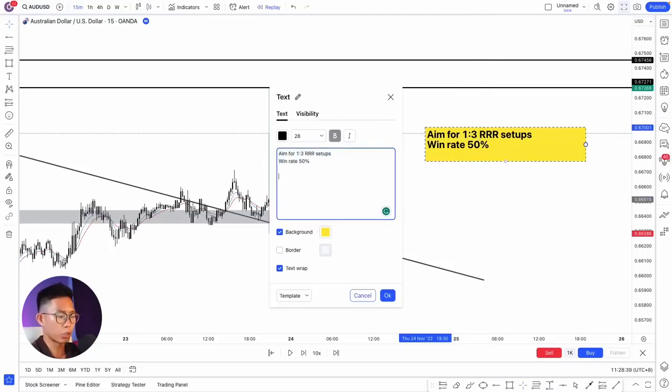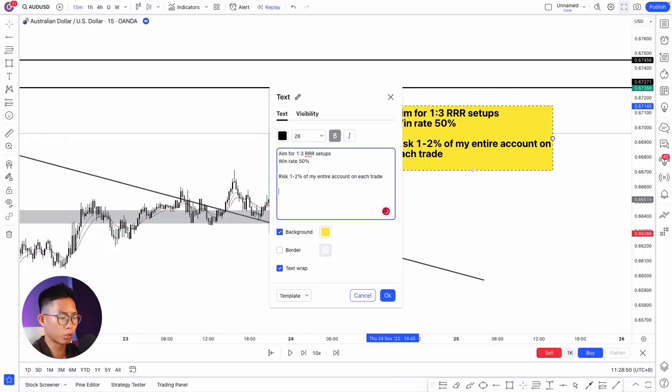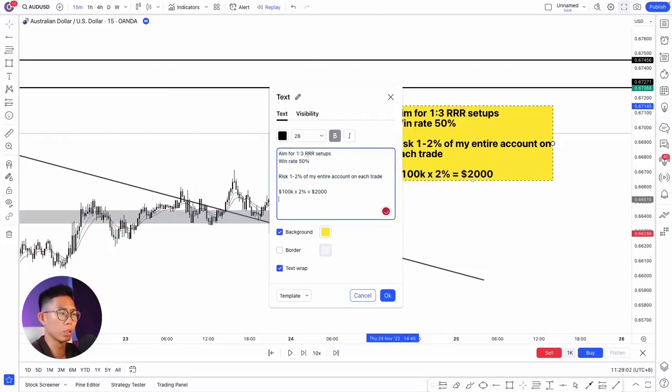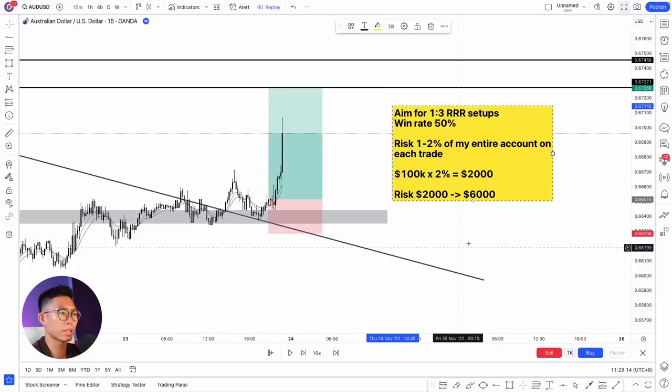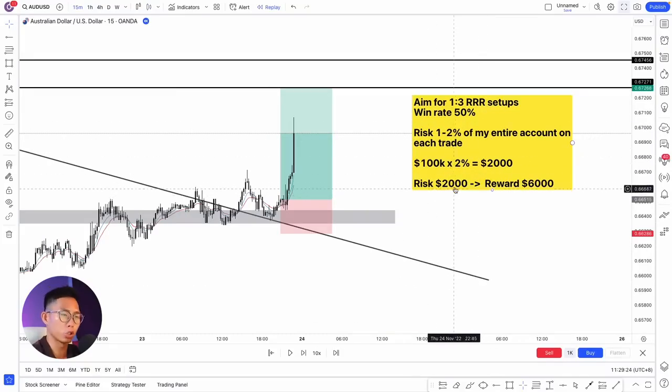So on each one of my trades, right, I'm risking 1 to 2% of my entire account on each trade. So what this means is that if I'm having a 100k account, I will risk 2% of that, which is what, 2,000, right? I'll risk $2,000 on this trade. So in this trade, since it's a 1:3 risk to reward ratio, I risk $2,000 to get back $6,000. So this is the risk and the reward will be $6,000. This is how I approach risk.